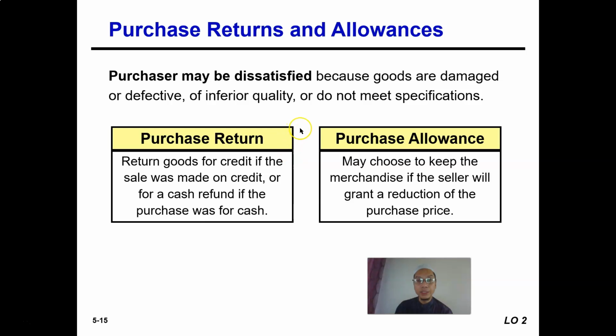The other type is the purchase allowance. If somehow the seller allows that the purchaser keep the items, but reduce the purchase price. Okay, so that is called purchase allowance.